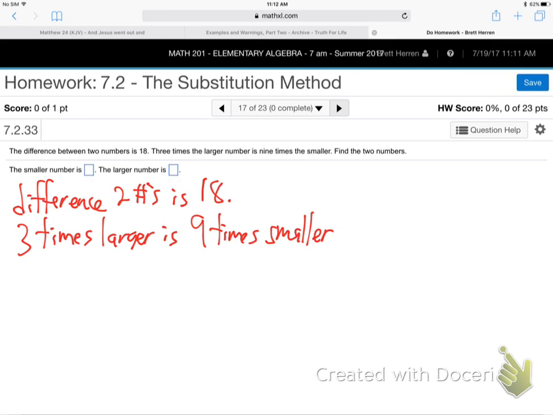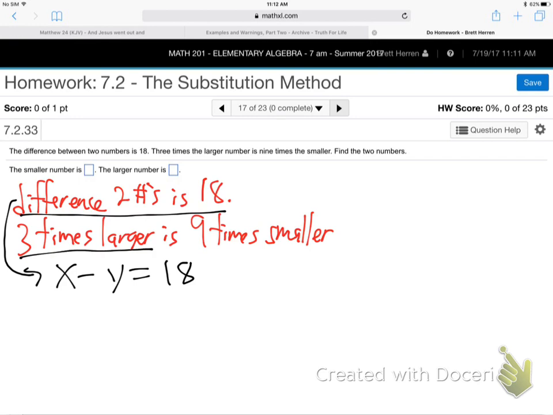Two equations, two letters. Use x and y. Just try to directly translate those sentences. So what's the first one? Difference is 18. Is that good? Difference, subtraction, is 18. Second one, 3 times the larger, let's just say 3 times x, equals 9 times the smaller, 9 times y. Does that make sense? See how I just directly translated, nothing fancy? Is means equals, just straight on.